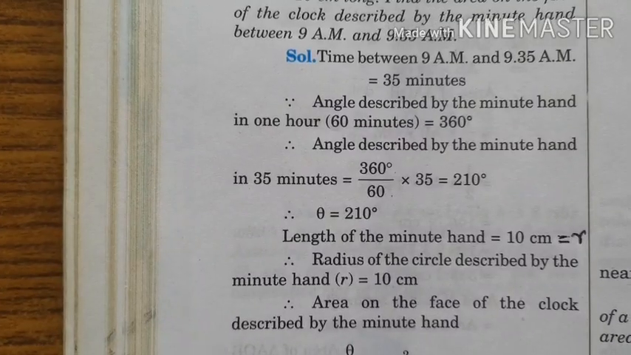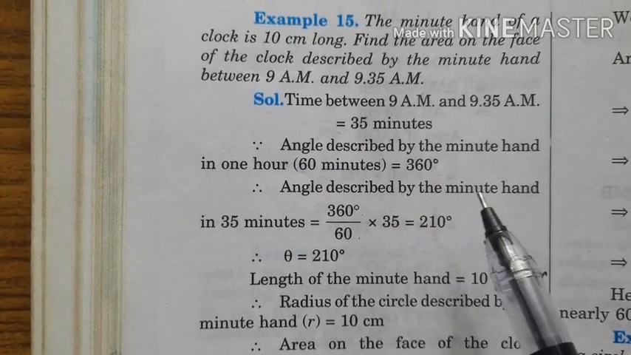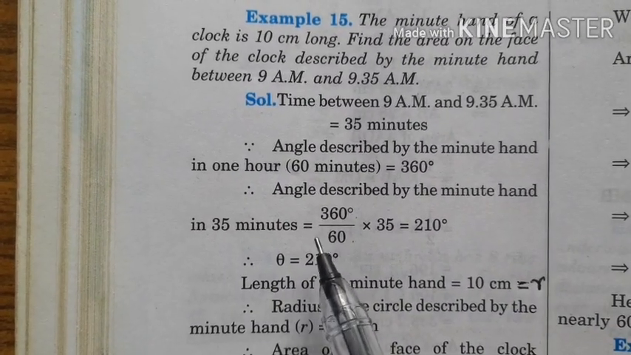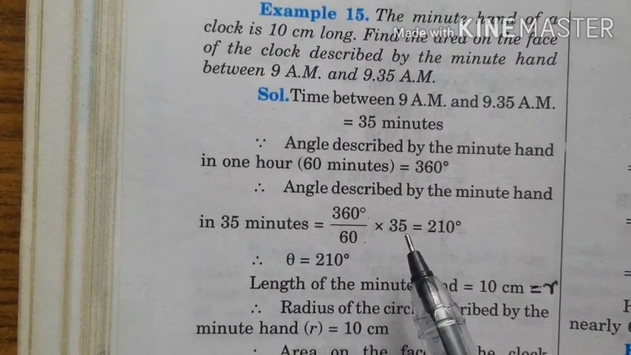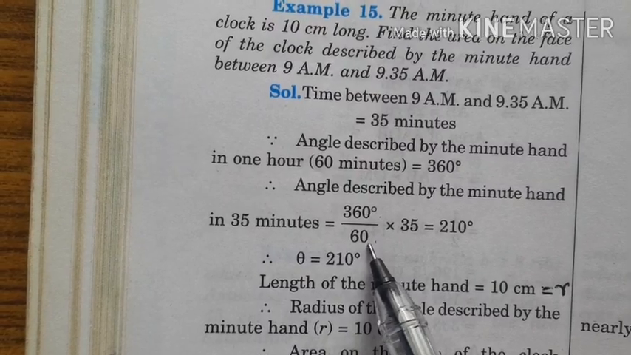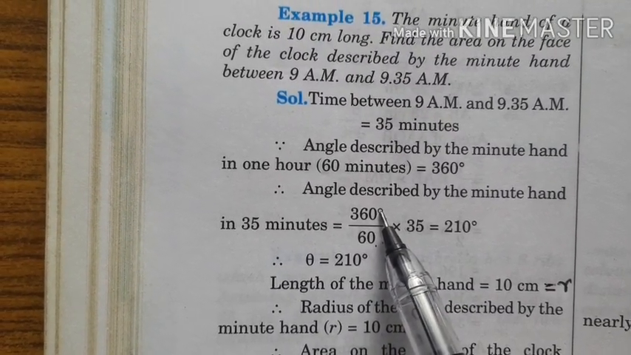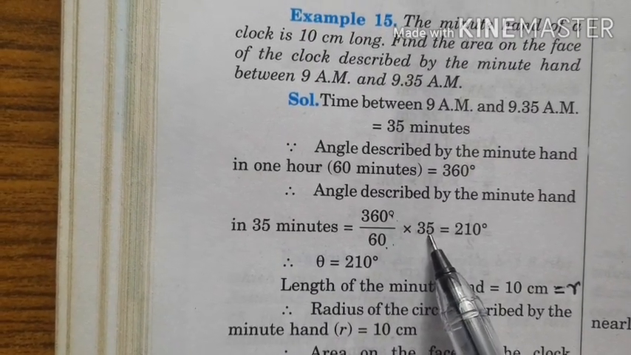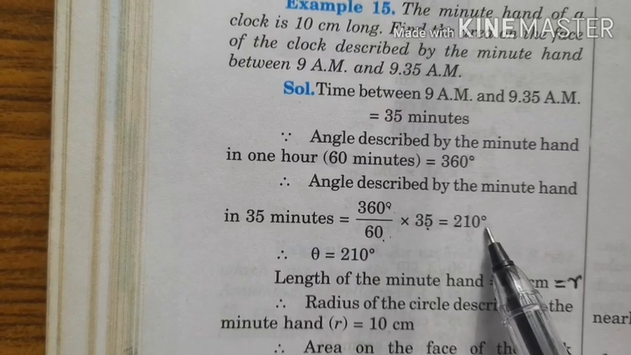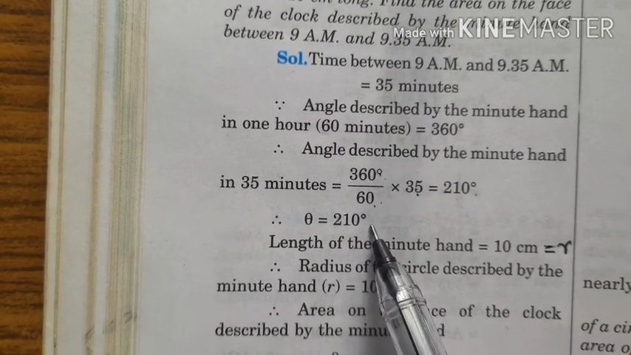See here. So children, the angle described by the minute hand in 35 minutes is 360 by 60 into 35. For 60 minutes it makes a 360 degree sector angle. But for 35 minutes, how much sector angle does it make? It makes 210 degrees. Therefore, the sector angle is 210 degrees.